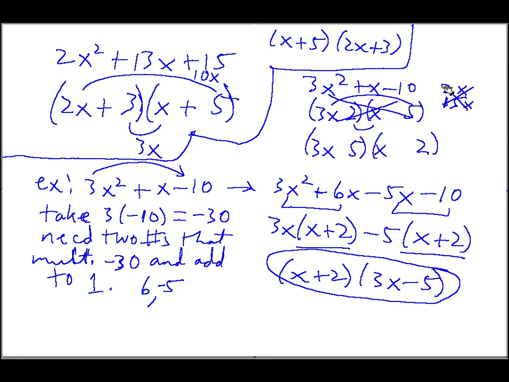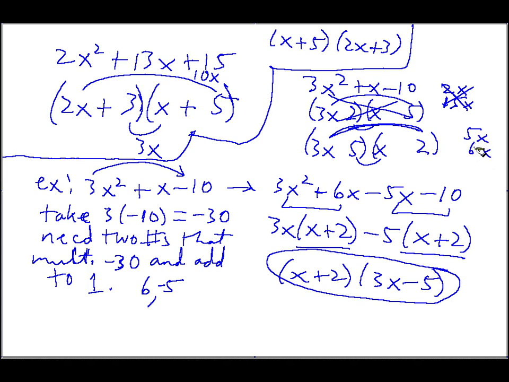Okay, let me cross this out. Let's check the middle term here. So the inner is going to be 5x this time. All right. The outer, right? The outer right here, that is 3x and what? 2 will be what? 6x. All right. 5x and 6x.